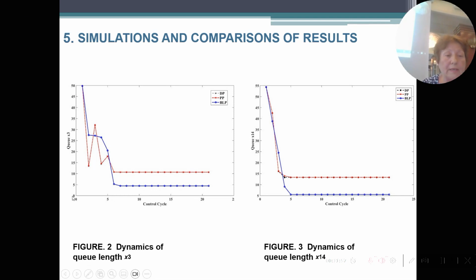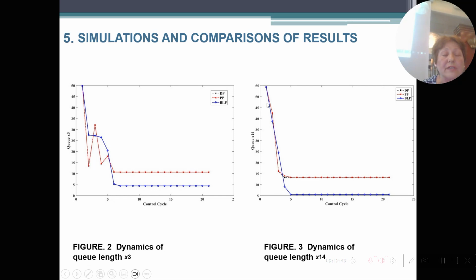Simulation. Here on this figure are the control cycles, which here is about 20 control cycles, and this is the number of queues of X3, the third queue length. It is related with the neighbor crossroad. The solution of the deterministic problem is in black, but it is the same as the stochastic problem in red. The solution of the bi-level problem is in blue, and it gives better results.